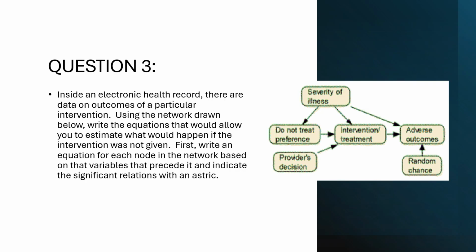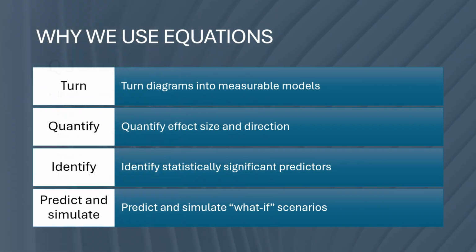treatment wasn't given. Before turning this visual map into equations, let's talk about why we even bother turning it into equations. So, a causal diagram shows us the structure, what's connected to what, but it doesn't tell us how strong those connections are. Equations let us put numbers to those arrows. We can measure the size and direction of each effect, figure out which ones are statistically significant, and then use the model to make predictions. The real power is in simulation, running what if scenarios.